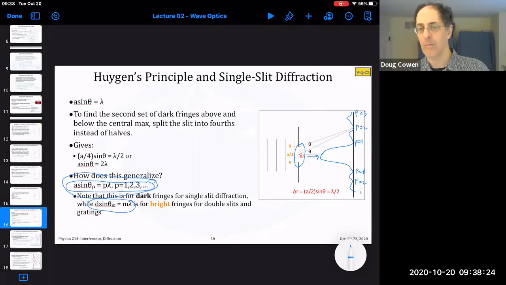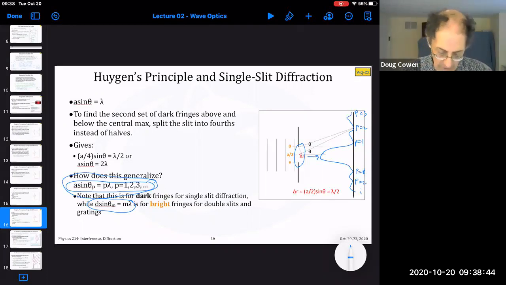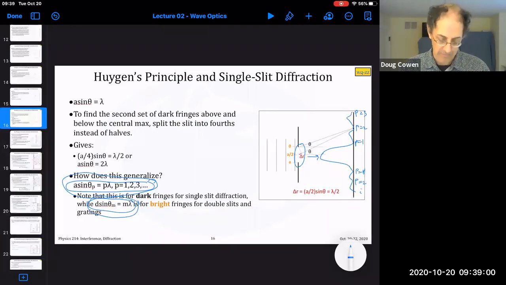Whereas with the two-slit experiment, we were looking at the waves coming out of just two slits and saying that they will interfere constructively when the path is different from one slit versus the other by an integer number of wavelengths. And so that's why we got this expression here. So even though those expressions look similar, they're for two different phenomena, related, but different. One of them is for dark fringes and the other one is for bright fringes. And that's because of the geometry of the situation.